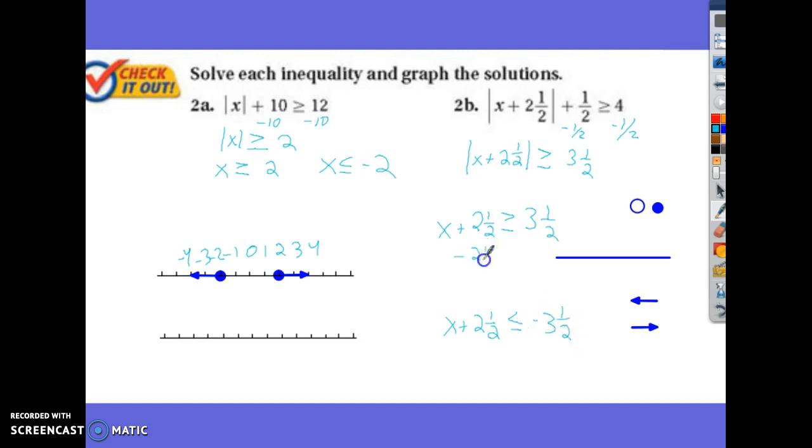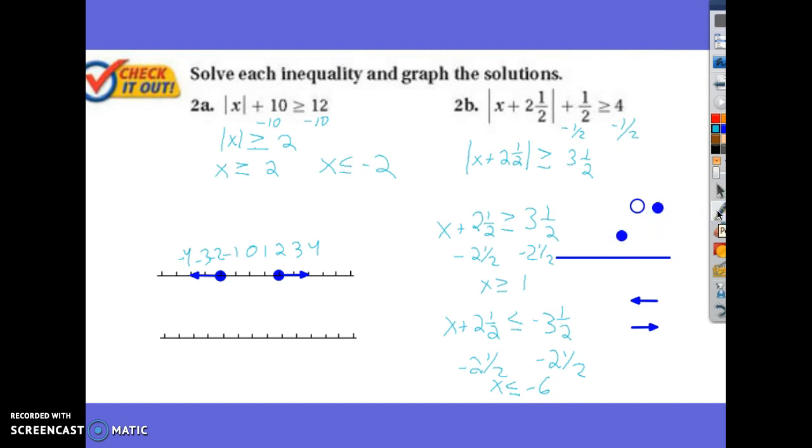So subtract 2.5, subtract 2.5. X is going to be greater than or equal to 1, okay? And then we have -2.5, -2.5, and we have x is going to be less than or equal to -6. So let's plot this. So we have two solid dots.